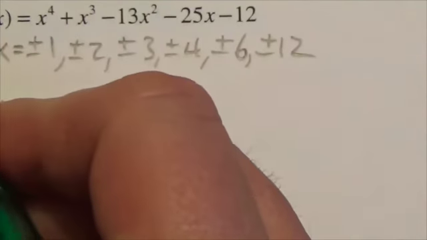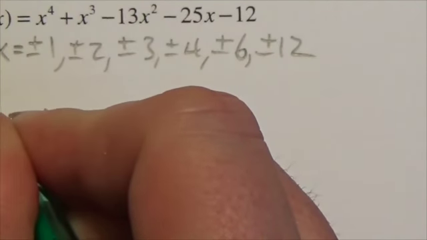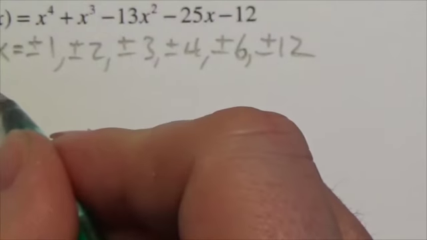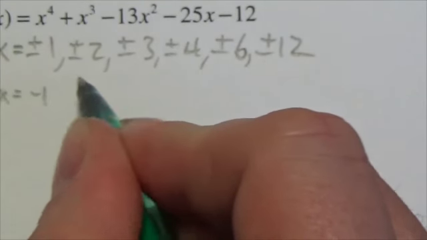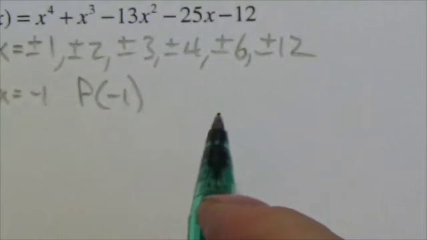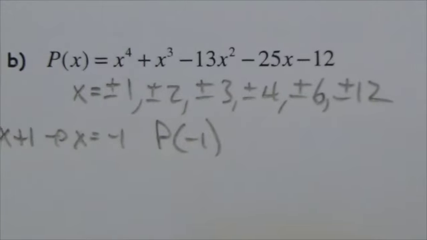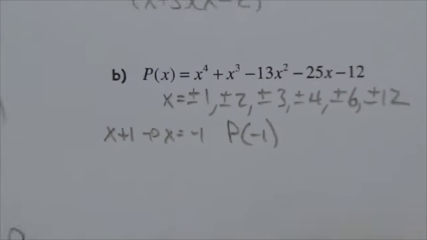So I'm going to test x plus 1, because that's going to tell me to make x equal to negative 1. So p at negative 1. Now I already know that that should equal 0. I'm sorry, you didn't see that here. Let me zoom out a little bit.